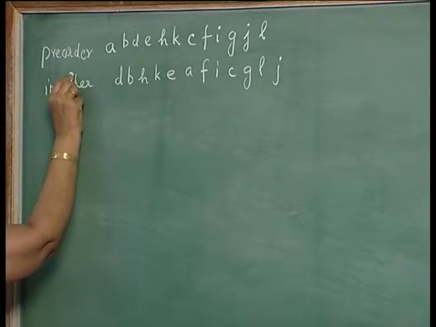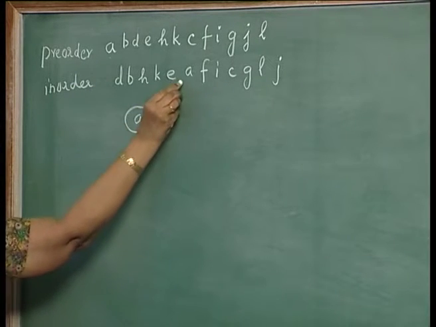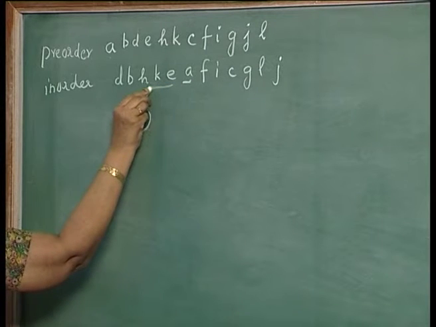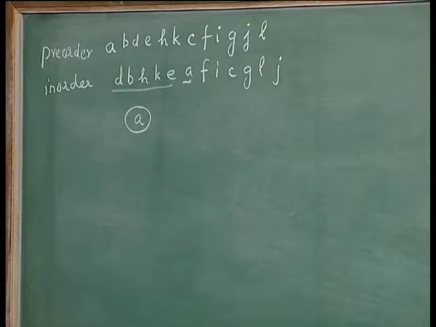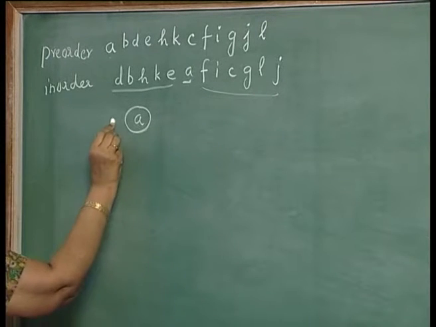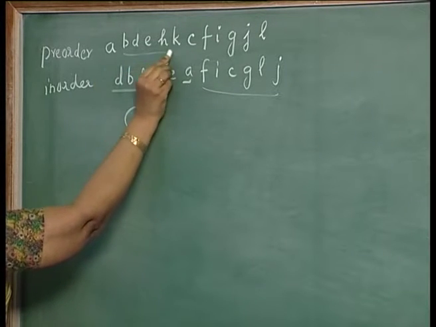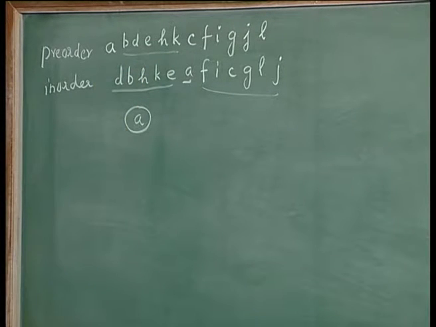In the pre-order sequence, the root is visited first. So, A is the root of the tree. So, this is the root. So, these vertices will constitute the left subtree and these nodes will constitute the right subtree. And here we can see that this is in a different order, but that constitutes the left subtree.